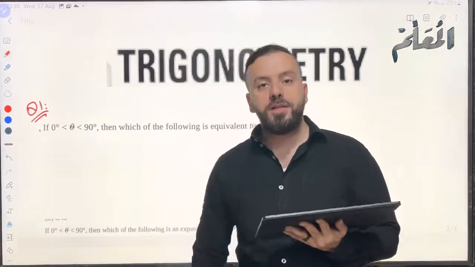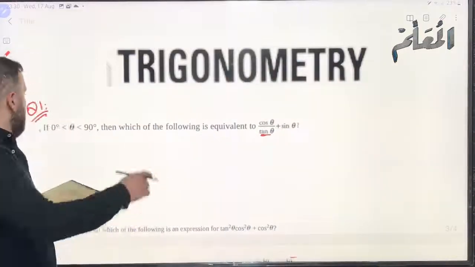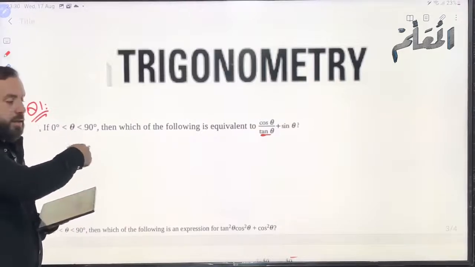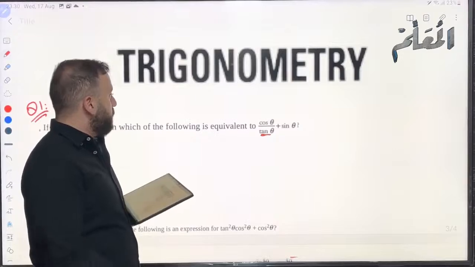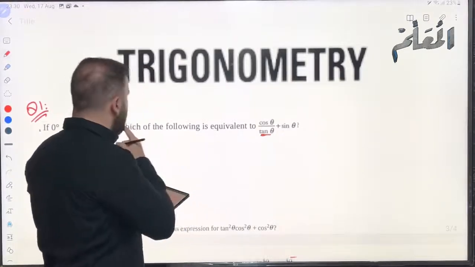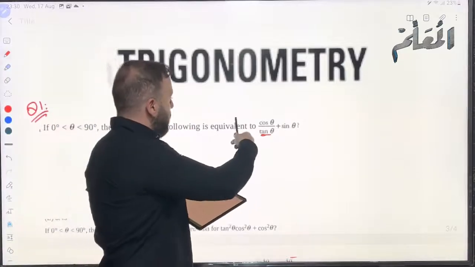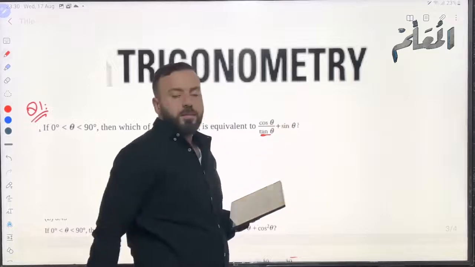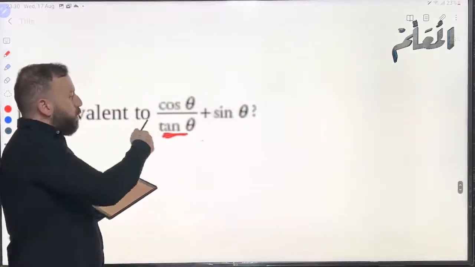Okay, so check this now. Question 1. Go ahead. If 0 degrees is less than theta less than 90, theta meaning the angle, then which of the following is equivalent to cosine theta over tan theta plus sine theta? This is a multiple choice question.